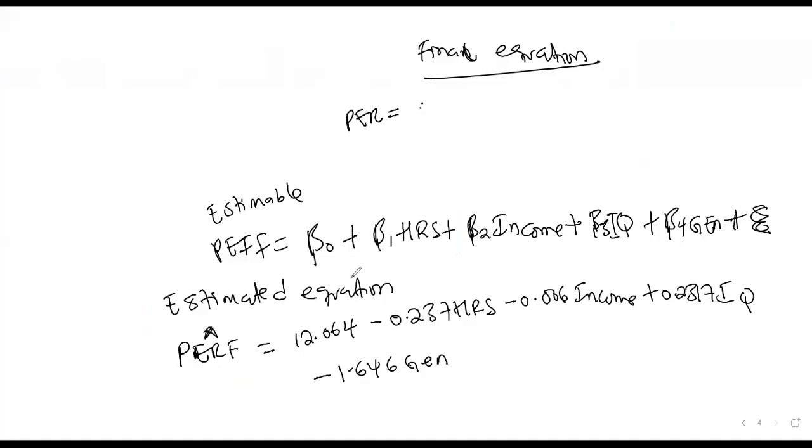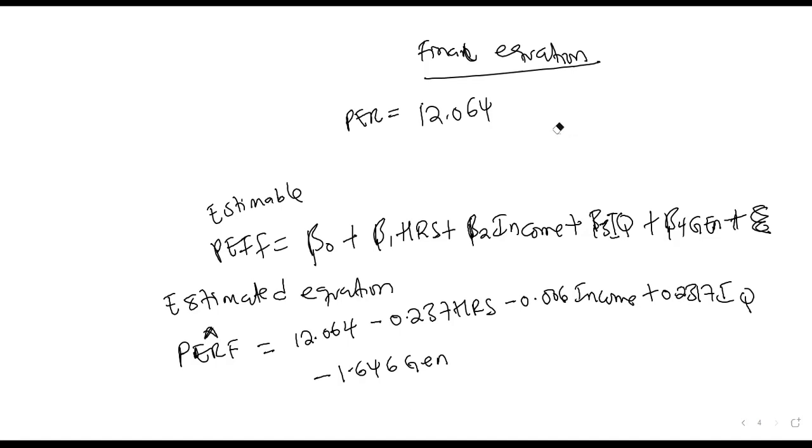So when you are writing the final equation, performance is equal to the intercept, which is the significant one, which is 12.064. On the assumption HRS was significant, it would have been minus 0.237 HRS. Okay. But once all the things here are not significant, only the intercept will come in the final equation. All right. So you can try your hands on more examples.